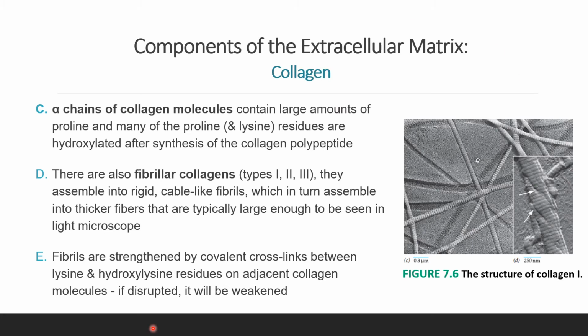So the alpha chains of a collagen molecule contain large amounts of proline. And many of these proline and lysine residues are hydroxylated after the synthesis of collagen polypeptides. So the failure to hydroxylate collagen chains actually has serious consequences for the structure and function of connective tissues, like the possibility of having scurvy.